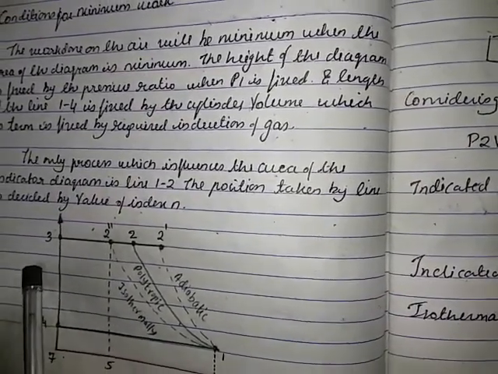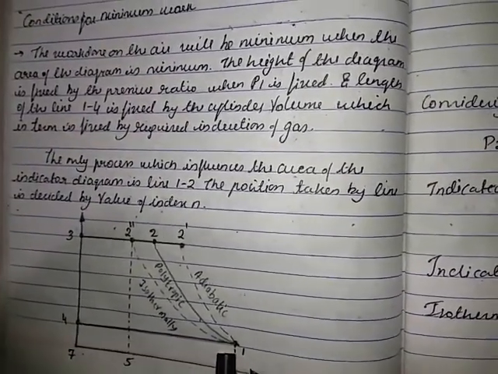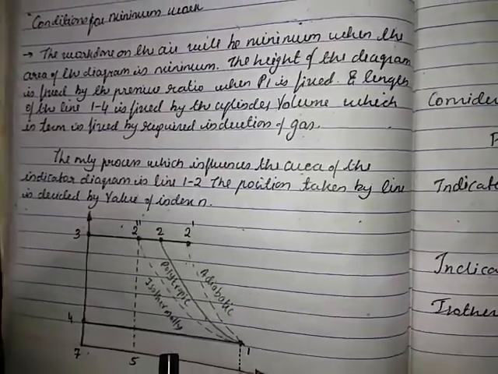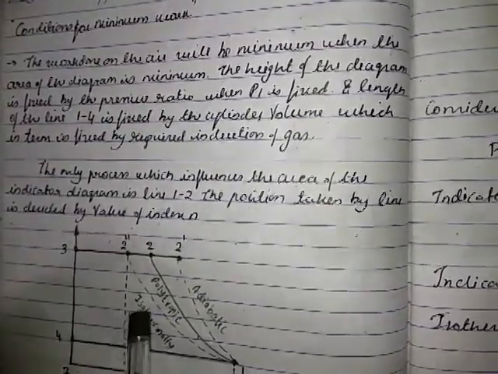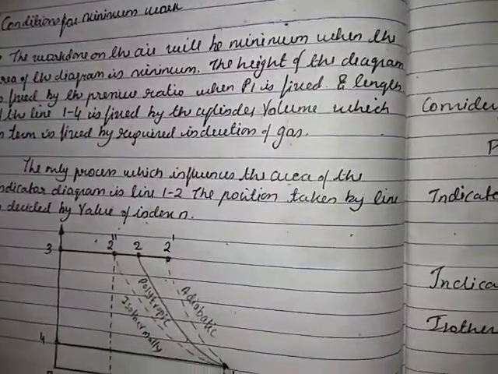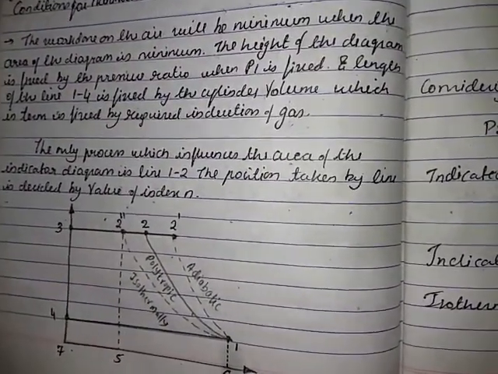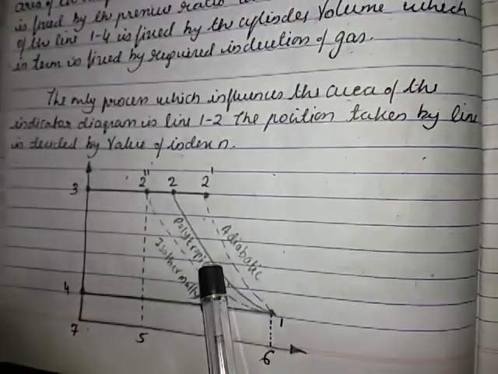It is given by the pressure ratio. Now what is the length of the diagram? 4 to 1 is fixed. That is, volume is fixed. Vs plus Vc is fixed. Height of the diagram is fixed. Okay, now see what is varying here.